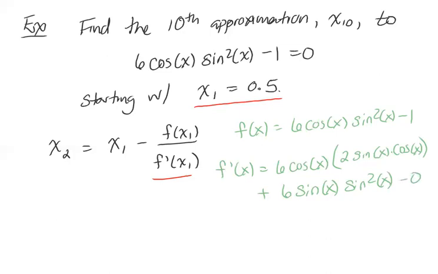I'm going to simplify that a little bit, and I get 6 times 2 sine of x cosine of x is 12 sine of x times cosine squared of x plus 6 sine of x times sine squared is sine cubed of x. Okay, so I've got that part.